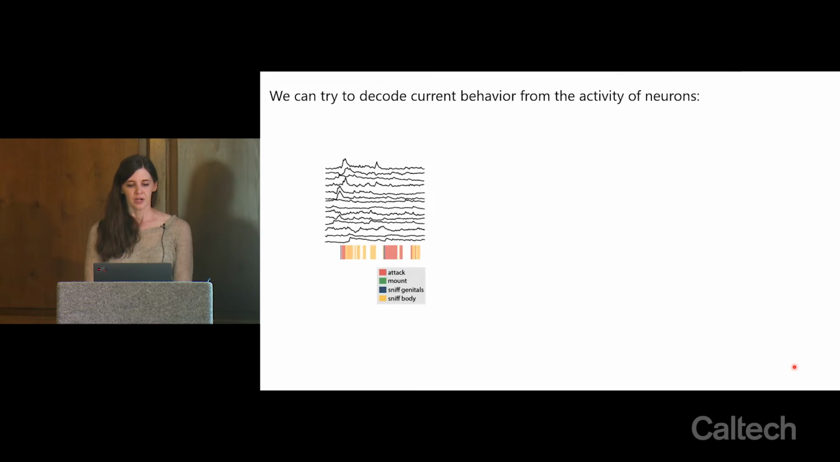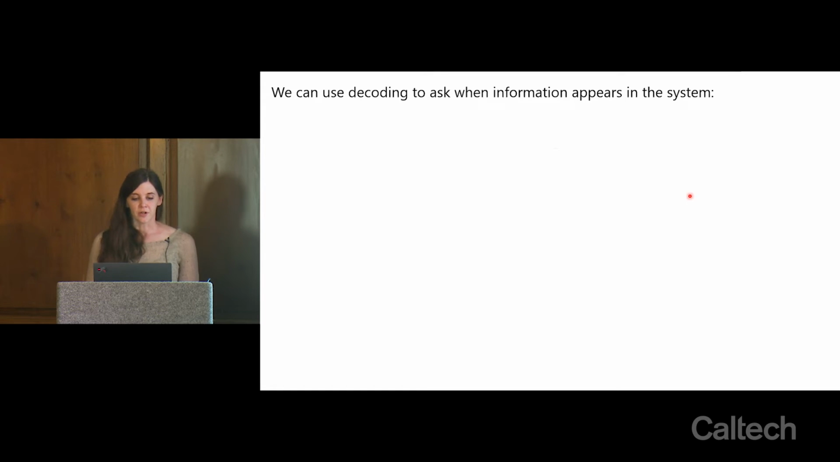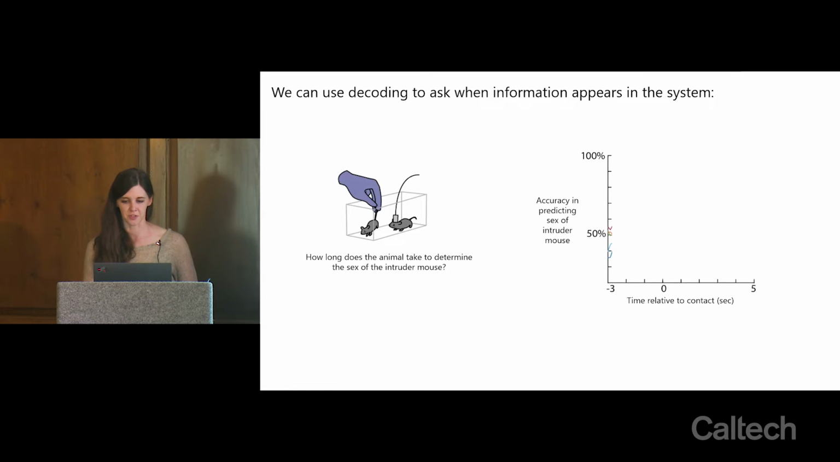Okay, so decoding current behavior from activity. I think you guys did this during the day one boot camp, predicting attack based on what neurons are doing, projecting neural activity onto a dimension and thresholding it. But you can also use decoders to ask when information is appearing in a system. So if you have, say, an imaged mouse and you're presenting a male or a female mouse to that animal, you can ask how long it takes for the imaged animal to determine the sex of the conspecific.